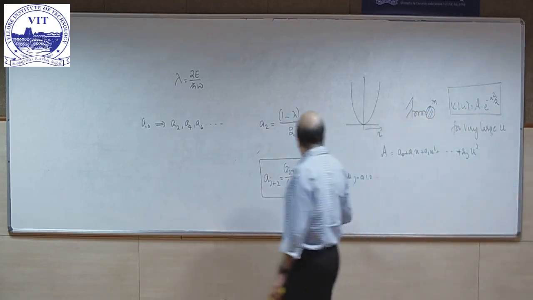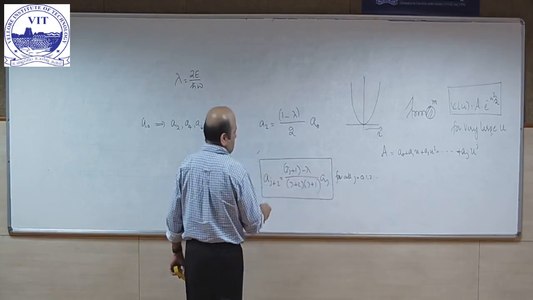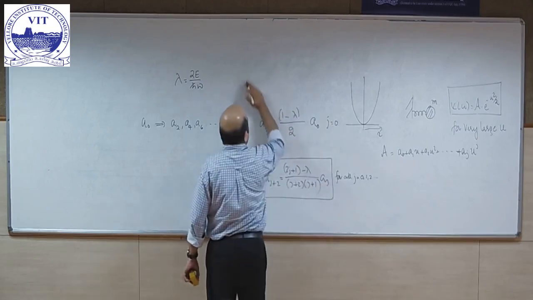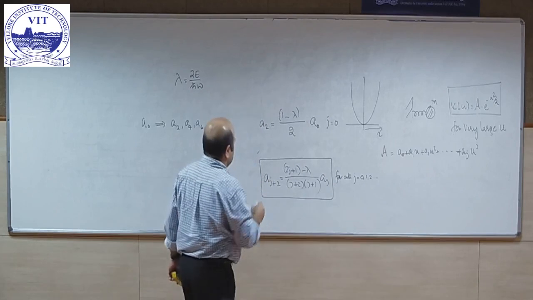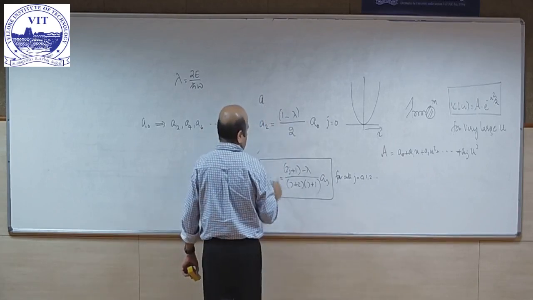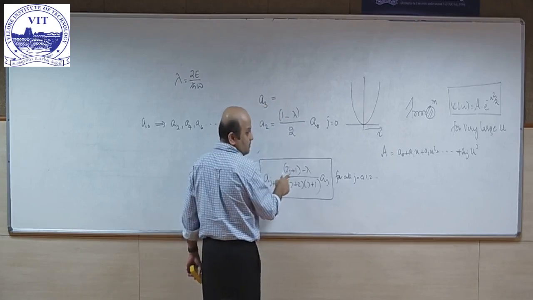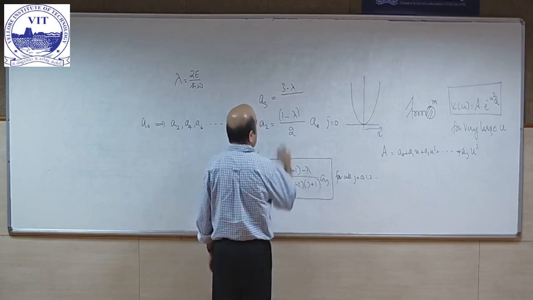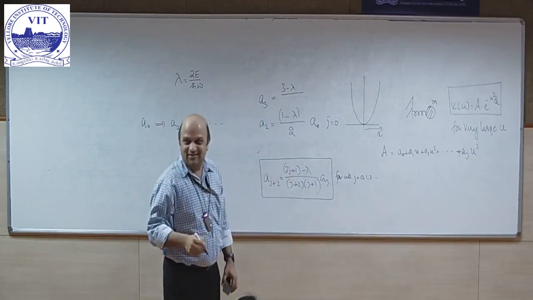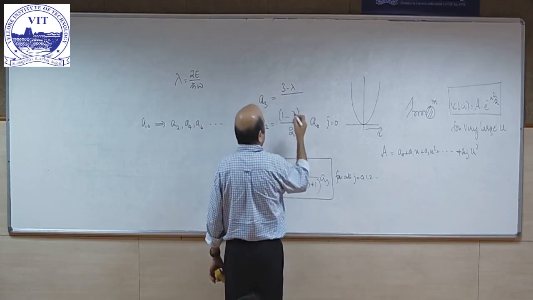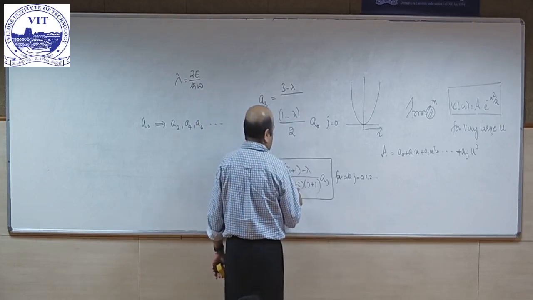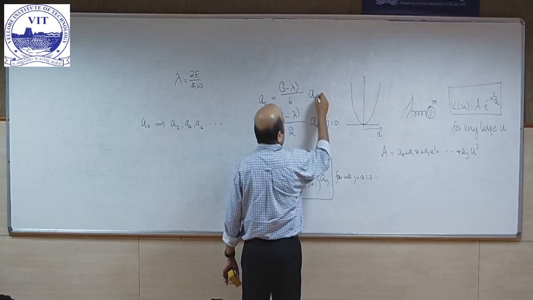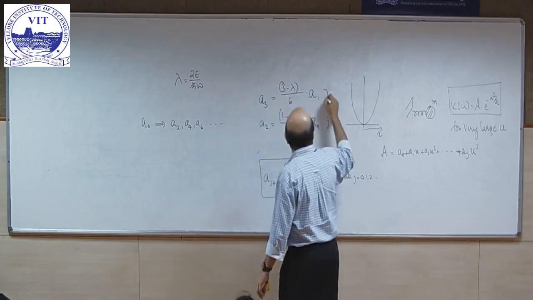If you substitute j equal to 1, for example, so that was for j equal to 0. If j equal to 1, what happens? 1 plus 2 is 3, so this will be 3 minus lambda divided by 3 times 2, which is 6, times A1. So this is for j equal to 1.